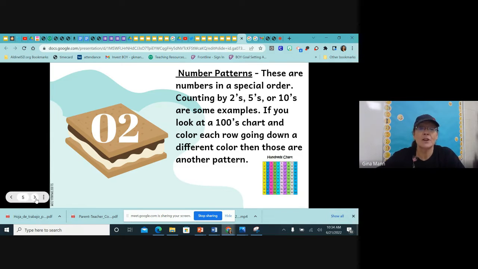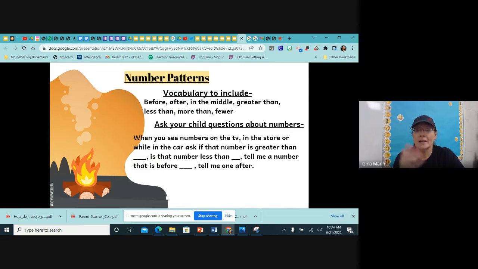Okay, so now when you're talking about number patterns, you want to make sure that you're using the vocabulary before, after, in the middle, greater than, less than, more than, fewer. All of these words are super, super important. And if you want to take a screenshot, that's great. If you want to write them down, put them on an index card so you have them. And you can just use them whenever you're using this 100s chart.